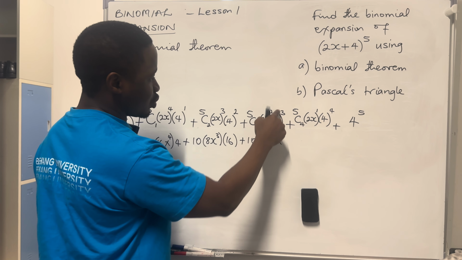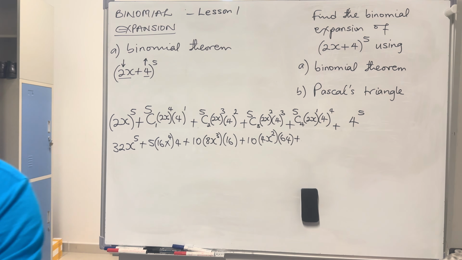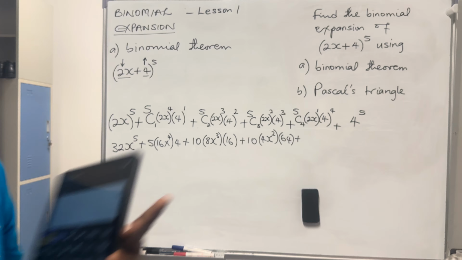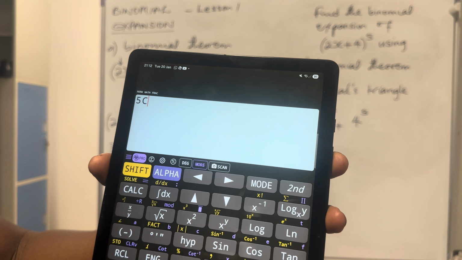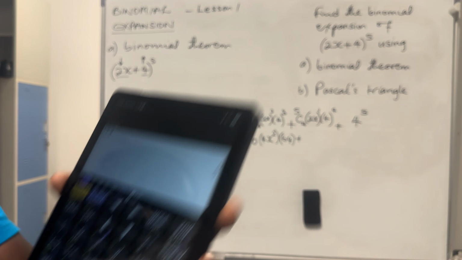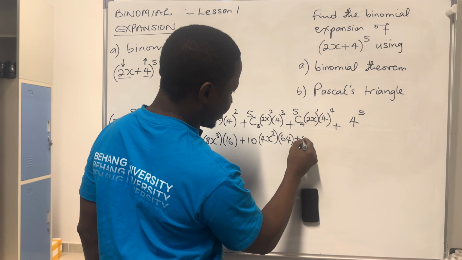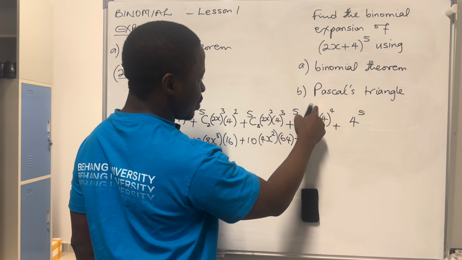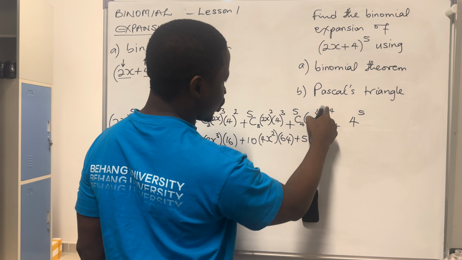4 to the power 3 is 64. 4 times 4 is 16. 16 times 4 is 64. Then 5 combination 4. Oh, I'm sorry. 5 combination 4. What do we see? We see 5. 5 combination 4 is 5. 2 to the power 1 is 2. X to the power 1 is x. 4 to the power 4.